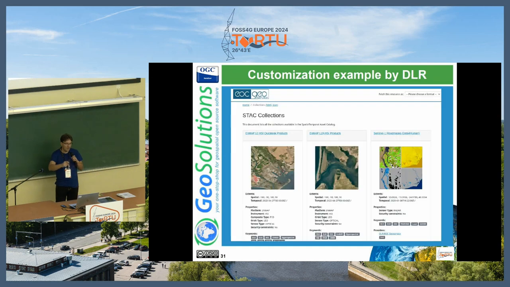which are basically the files making up your product. We have here some slides showing the HTML representation of the STAC API customized by the German Space Agency. This representation, with all the little tags for keywords and the preview and so on, is not the default representation by GeoServer. They did it by themselves. We didn't help any.